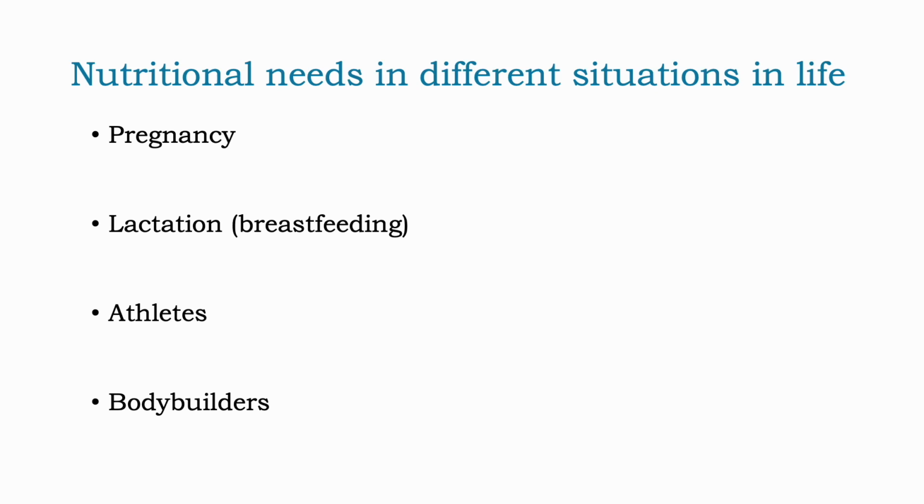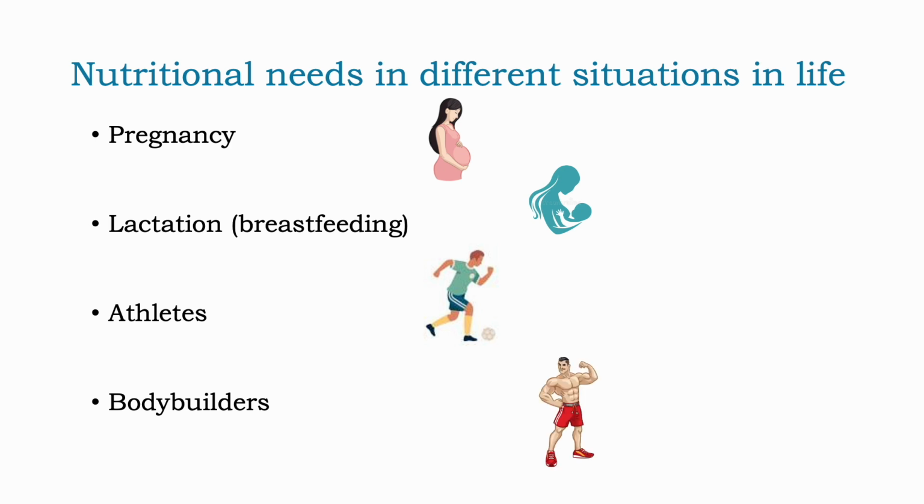Different situations in life require different nutrients in varied amounts. For example, pregnant mothers need more protein, iron, and folic acid for the baby to grow, to produce blood, and to prevent certain disease conditions. Lactating or breastfeeding mothers need more protein and calcium to produce milk. Because they engage in physical activity, athletes require extra energy. Bodybuilders need more protein for the growth and maintenance of muscles.